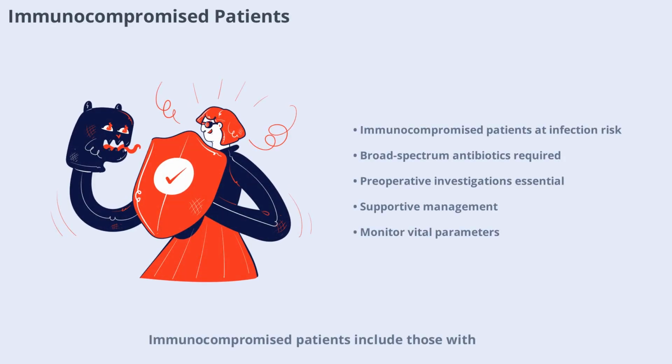Immunocompromised patients include those with deficiencies in cell-mediated or humoral immunity, neutrophils, and complements, as well as those on immunosuppressive drugs or suffering from chronic conditions. These patients are highly susceptible to infections and require broad-spectrum antibiotic coverage. Preoperative investigations include blood count, liver and renal function tests, serum proteins, blood sugar, urine analysis, and chest radiograph. Management is supportive, with constant monitoring of vital parameters.